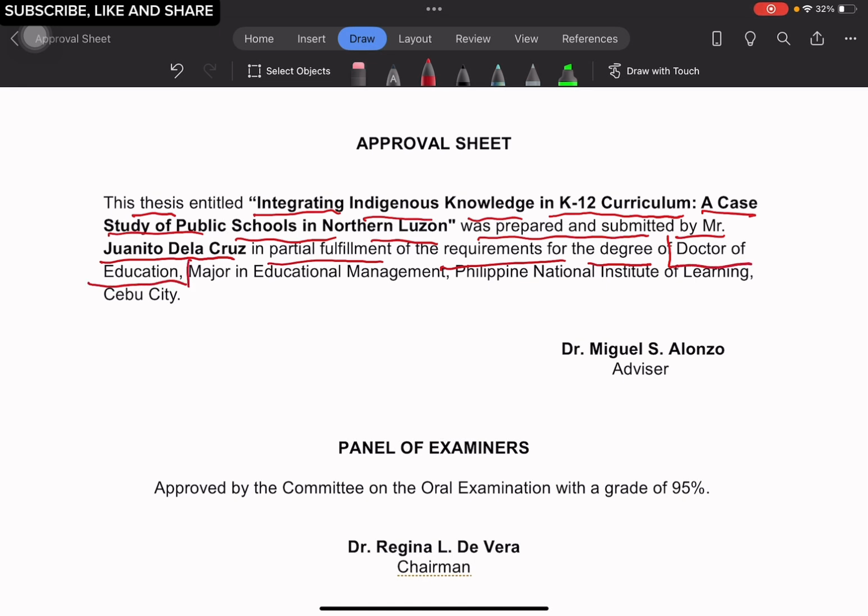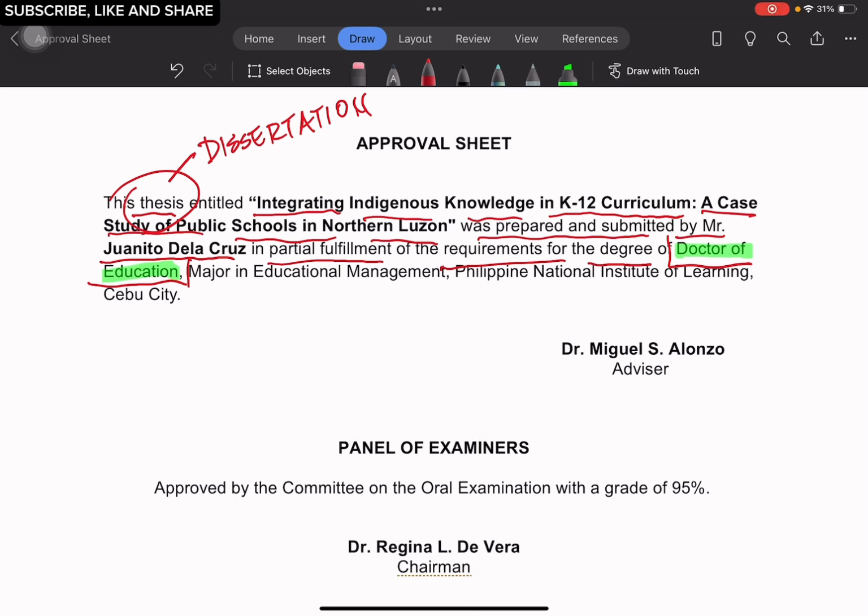Now, if this is the case, the research writer is taking up his Doctor of Education, then this part of the approval sheet should be specific. For a research writer taking up his Doctor of Education, this should be written as a dissertation. So it should be this dissertation entitled Integrating Indigenous Knowledge in K-12 Curriculum, a Case Study of Public Schools in Northern Luzon, instead of thesis. So you should replace that.